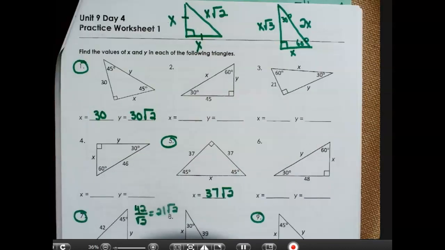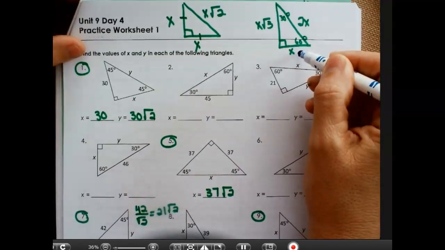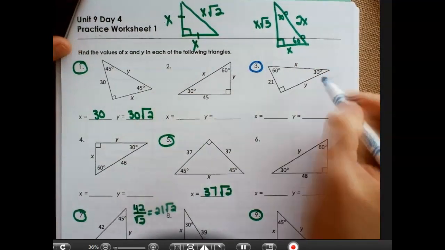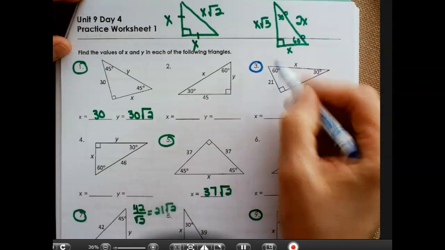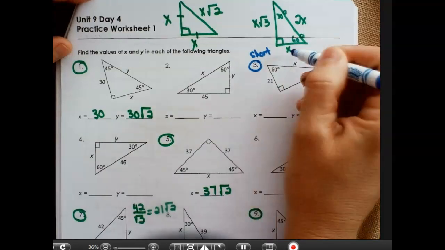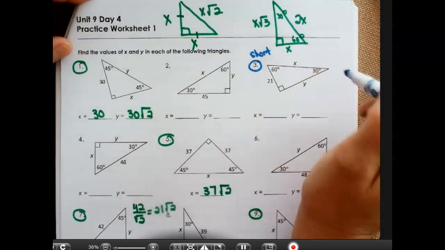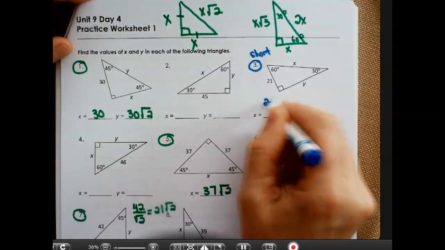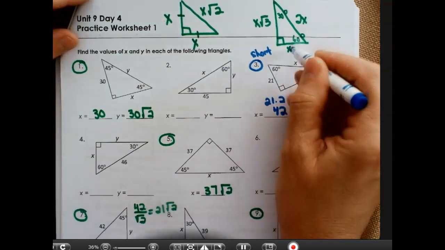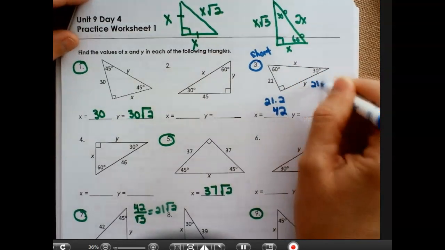Okay, now moving on to the rest of the problems. All of these are 30, 60, 90. And again, if you need to take it one step at a time, I'm going to look for those that I have the short leg because that's the easiest case. So if you look at number 3, 21 is the shortest. I can see that because it's across from the smallest angle, or visibly I can see. So I'm just going to write myself a note that this is the short. So if this is x, to get to the hypotenuse, I simply multiply it by 2. So 21 times 2 gives me 42. And then to get from the short to the long, I'm just multiplying by radical 3.